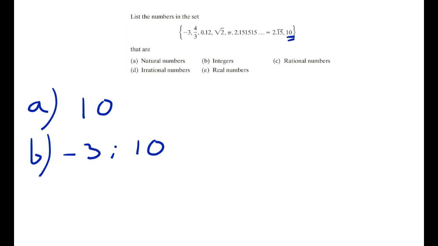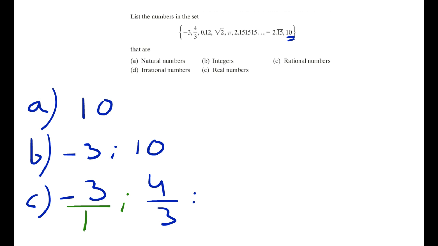Okay? Now, let's move to C, rational numbers. Again, a rational number is a ratio of two integers, like m over n or a over b. So a rational number is a number that can be expressed as a quotient or ratio of two integers. All right, so here minus 3 is rational because we can write minus 3 over 1. Minus 3 is an integer and 1 is an integer, right? How about 4 over 3? Yes, it is rational.